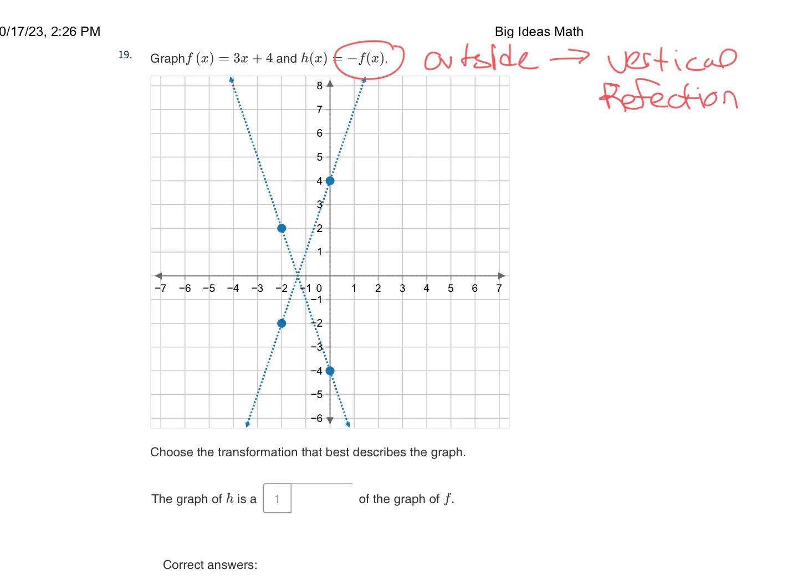So we started out here and we flipped over. All right, so it's a reflection over the x-axis. Because if I did this, my equation h of x would be negative 3x minus 4. So if you notice, my y-intercept went from plus to minus, and then my slope went from positive to negative. Okay.